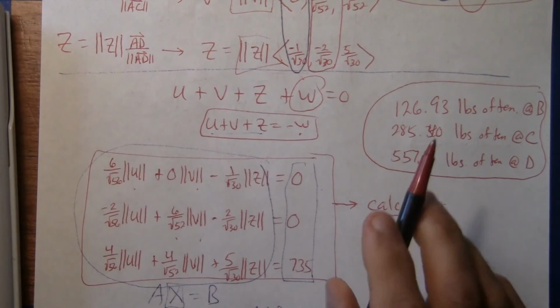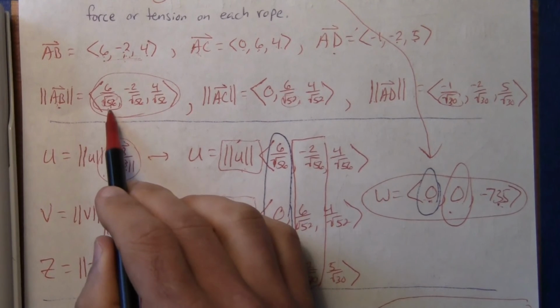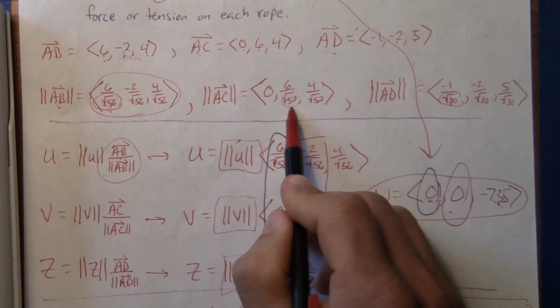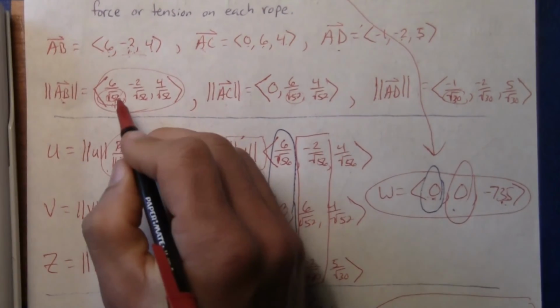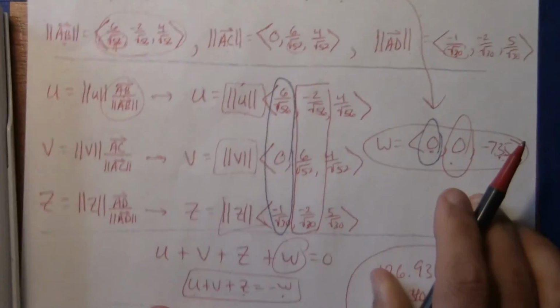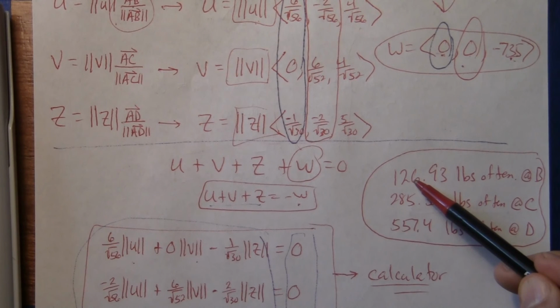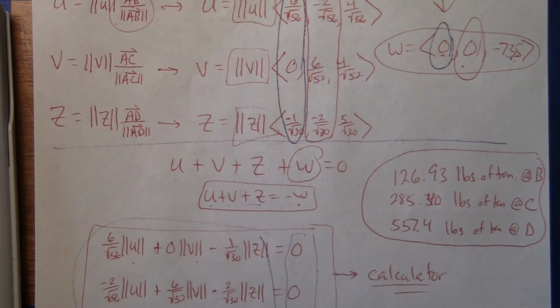All right, and when you look back at it, if you look at these ropes, rope AB, look at the length of it, it's the square root of 56. Rope AC, the length of it is the square root of 52. Rope AD is the square root of 30. AB is the biggest rope, AC second, AD third. Notice the tension on them. The longest rope has the smallest amount of tension. The shorter the rope, the more tension you end up with on it.